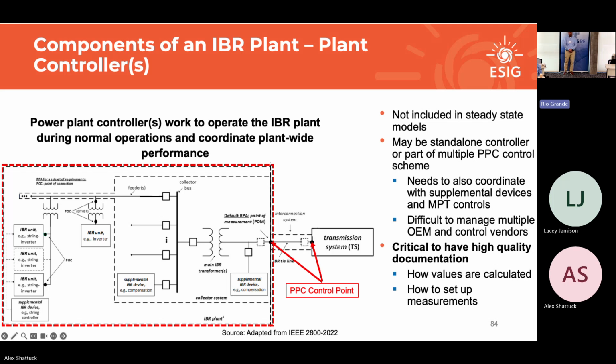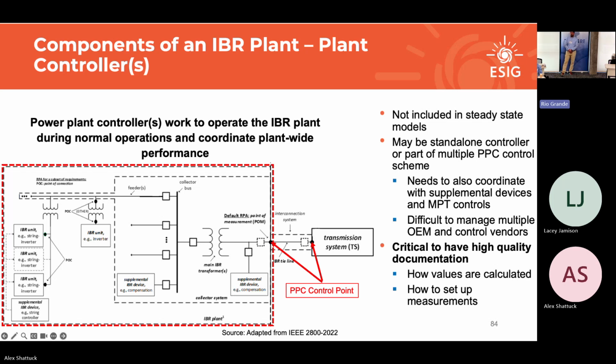So plant controllers, not supplemental, are very important. Most of the time, they're the main controller of the plant. They're doing all the normal operations. They're coordinating the plant-wide performance. They're getting out of the way during ride-through and picking up the communication and controls after the ride-through. You're not going to see this in a steady state model like in a load flow. You will see it in the EMT, right?